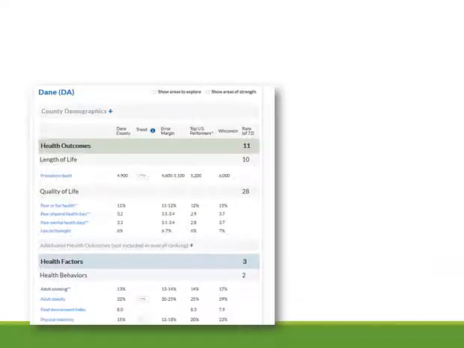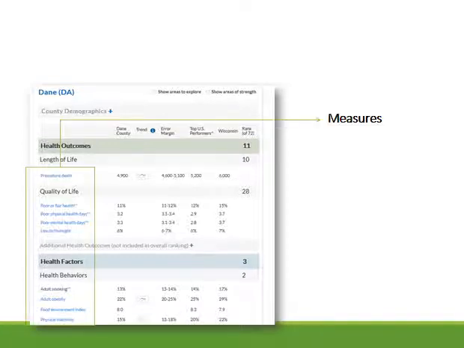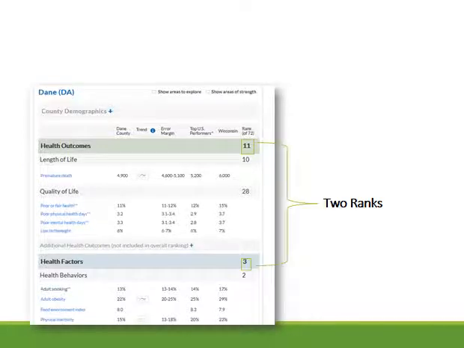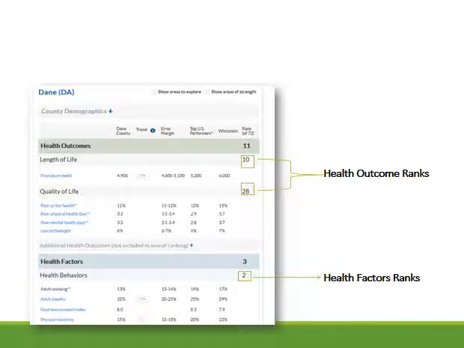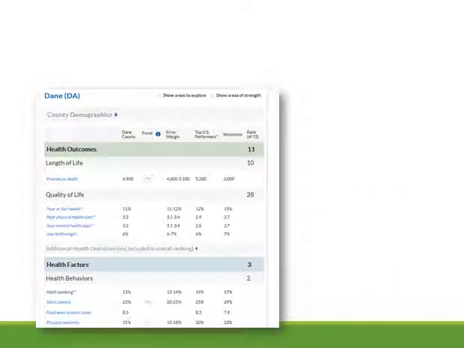And then from there, you can go to your county snapshot, and they're going to show 35 different measures. And here's just a screenshot, but the actual snapshot will show all 35. And it'll show you how it is within the state, and you can also look at the measures on the left-hand side. You can look at the ranks on the right-hand side. There's two different rankings for outcomes and factors.